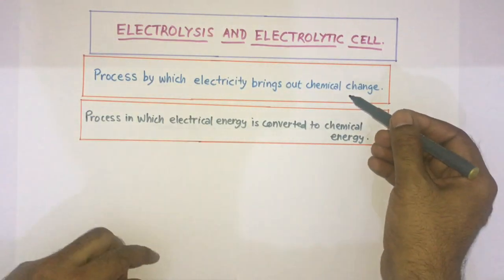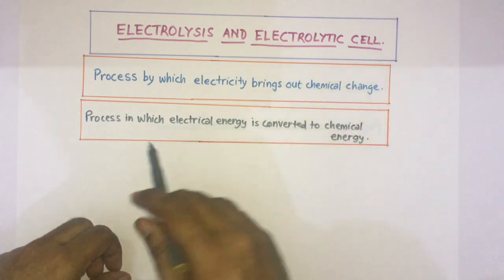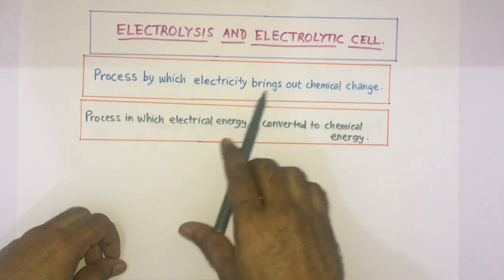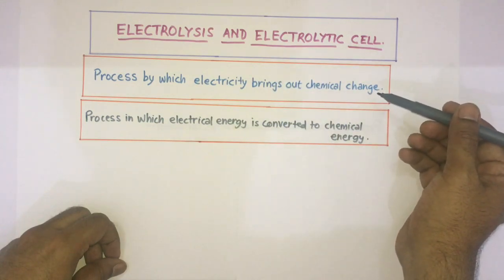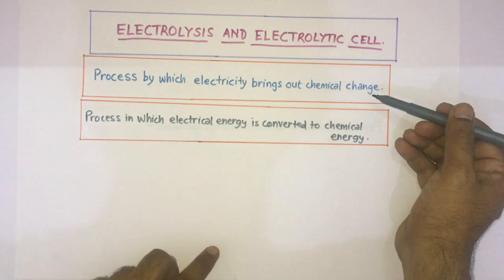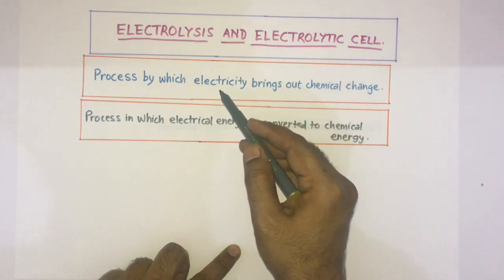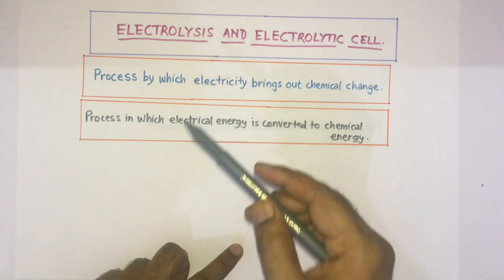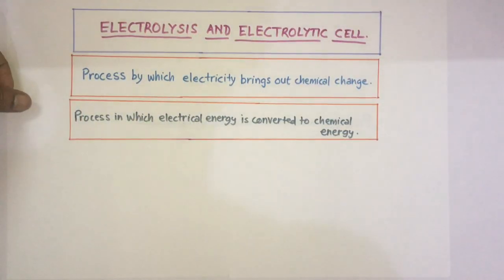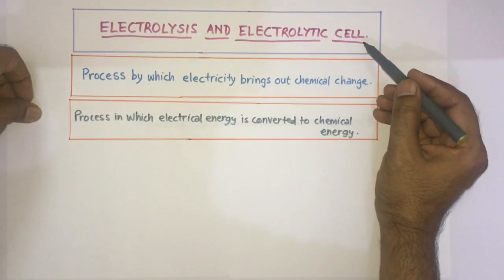The chemical change here is a redox reaction, and the process by which electricity brings out the chemical change means a non-spontaneous redox reaction which is brought about by the use of electricity or electric energy. The device in which the electrolysis takes place is an electrolytic cell.